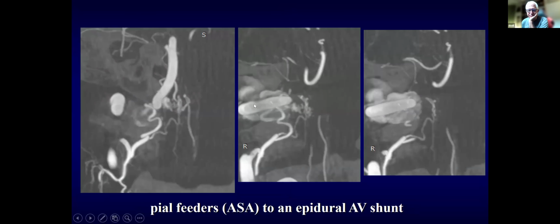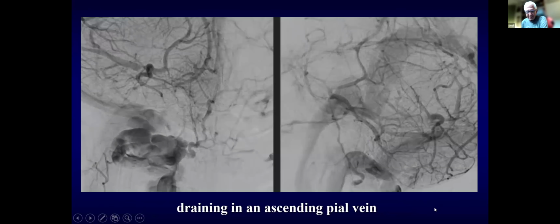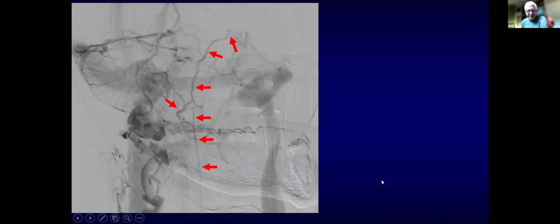You can see the big venous pouch around the vertebral artery, and the pial feeders coming from the anterior spinal artery. So there are feeders from the anterior spinal artery. Does that mean, is it really epidural? And then there is one more point. Not only is it draining into the epidural veins, but it's also draining in a pial vein, the pontomedullary vein, ascending from below to upward. You can see it here.